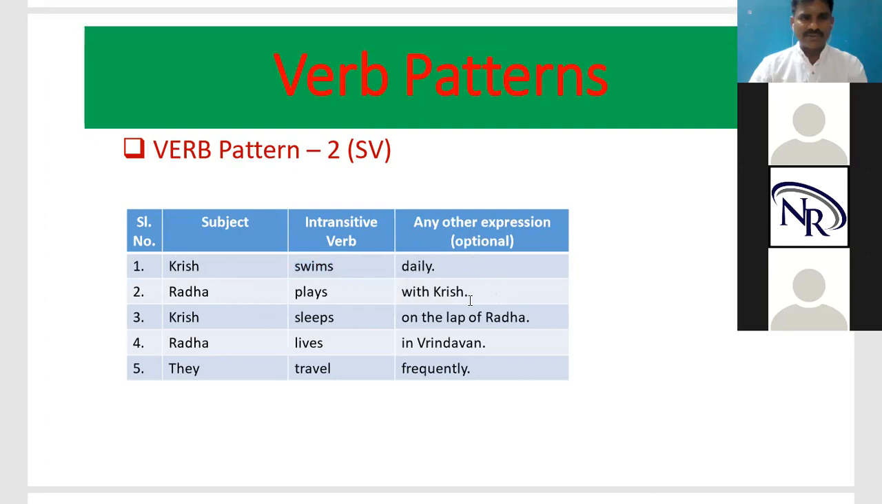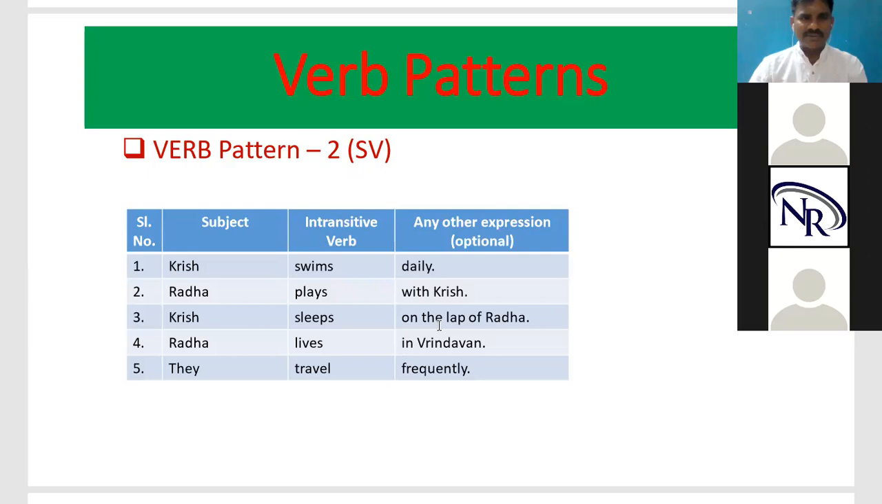Radha plays with Krish. Plays what? No answer. For example, Radha plays badminton with Krish. Observe, badminton. So, Radha plays with Krish. Radha plays badminton with Krish. It is the same verb, plays, but in one sentence it is intransitive and in another sentence it is transitive.